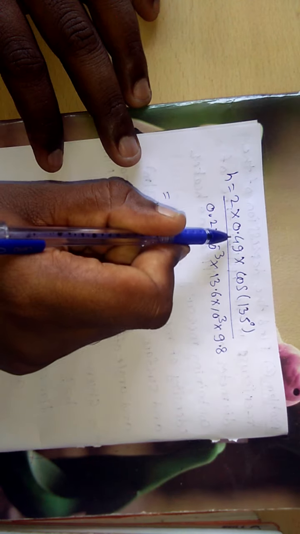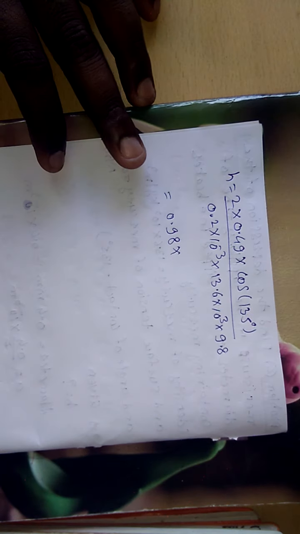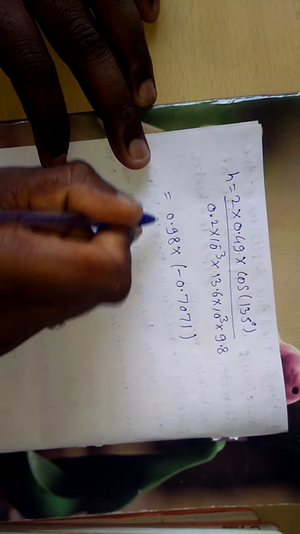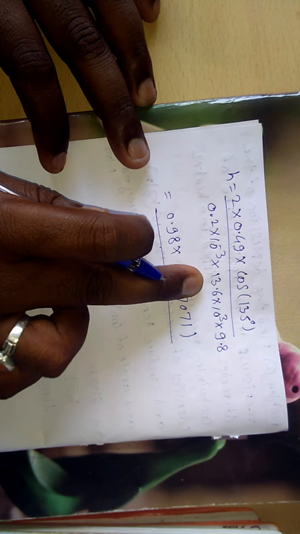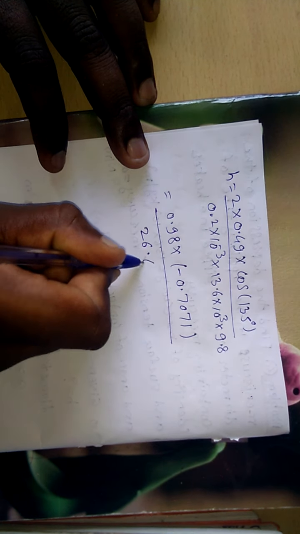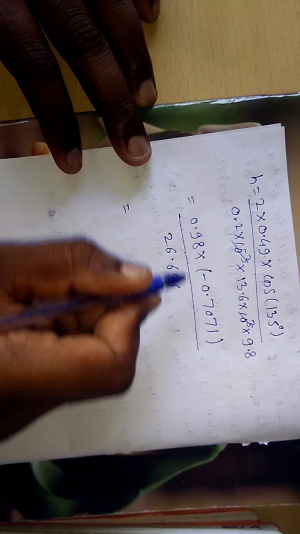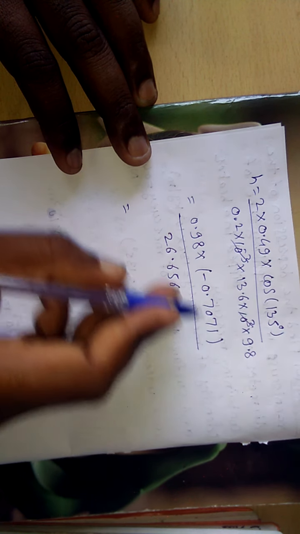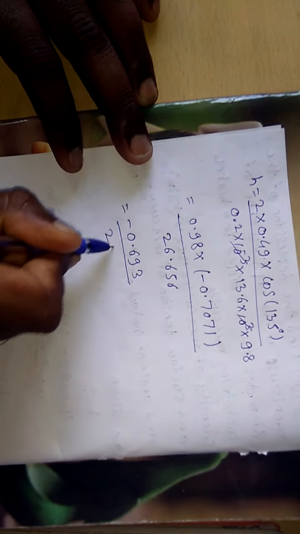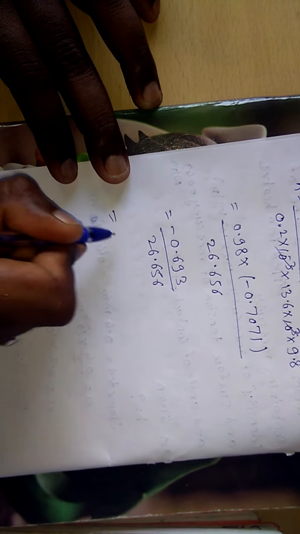Then 2 into 0.49 is 0.98, into cos 135. Cos 135 is minus 0.7071, divided by 0.2 into 13.6 into 9.8. We get 26.656. 10 to the power of minus 3 and 10 to the power of plus 3 cancel. Then 0.98 into minus 0.7071, we get minus 0.693, divided by 26.656.